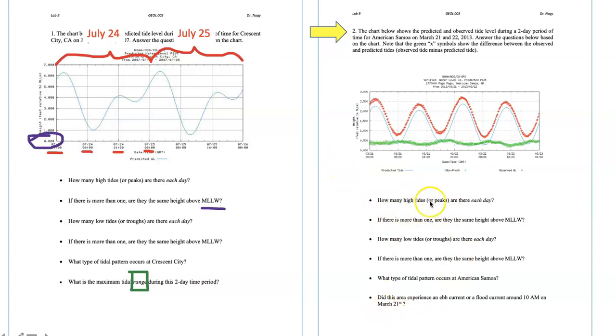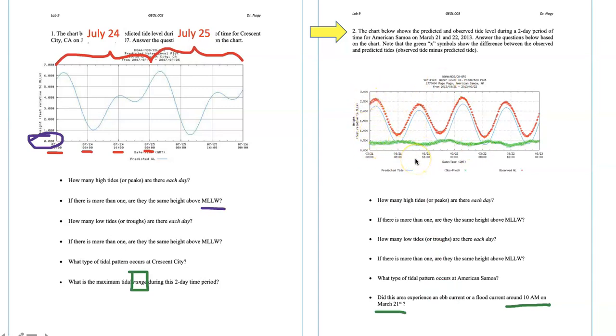So again, you're going to answer these questions. And the one that I know gives people a little bit of trouble is this last one that says, did this area experience an ebb current or a flood current around 10 a.m. on March 21st? March 21st is this first day.